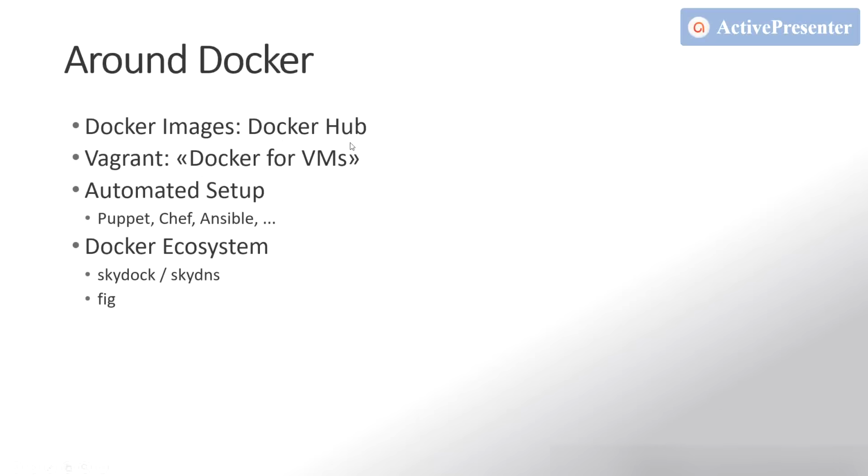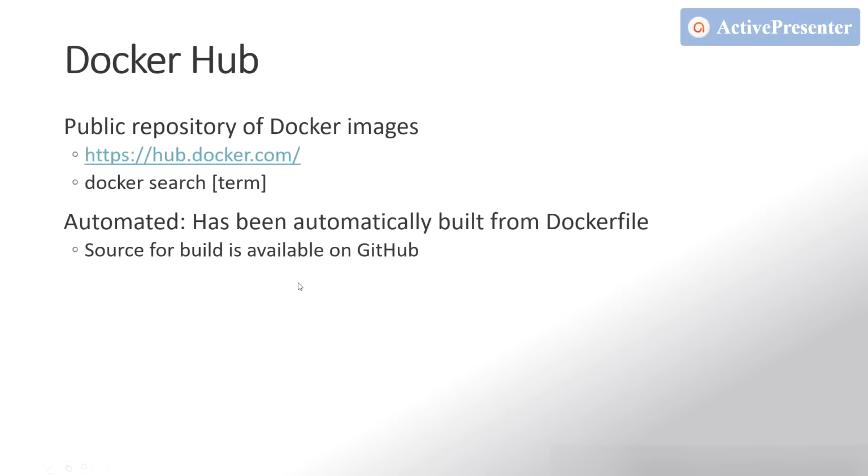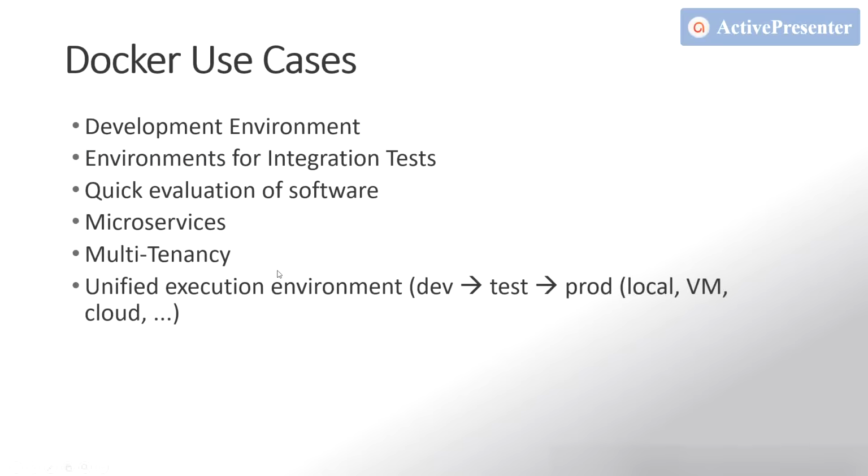And there is something called Docker Hub. That's where all your Docker images are. Docker for VMs, automated setup. You can integrate Puppet, Chef, and Ansible along with Docker to do bigger things. It also has an ecosystem with SkyDock and SkyDNS. This is hub.docker.com. I expect you to create an account on hub.docker.com. There's a public repository, and you can see what kind of images are already there. It has an automatic build from a Docker file. Source for build is available.